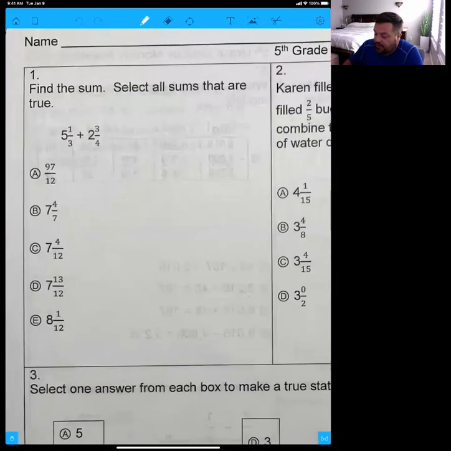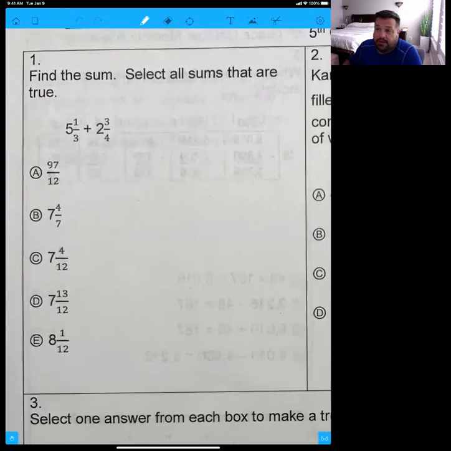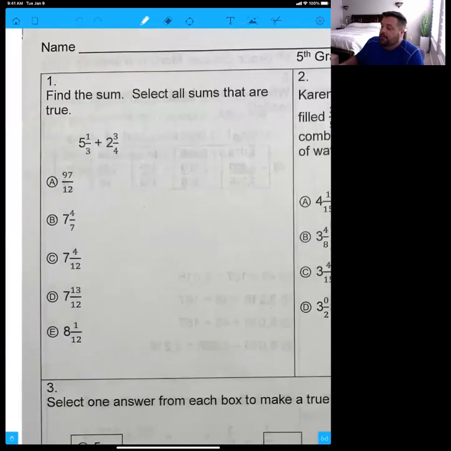So to use this video, we're going to do it the way we always do it. I'm going to pause it, you're going to solve it, and then you can unpause it to work through the problem with me. So get out some paper, pencil, pause the video, solve number 1, and then play the video when you have your answer.